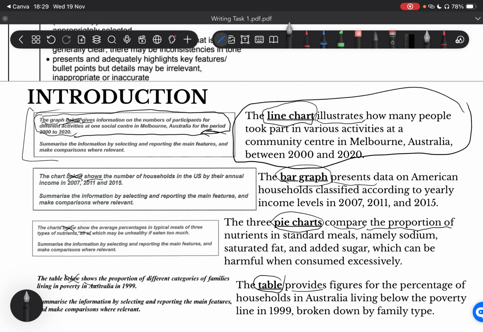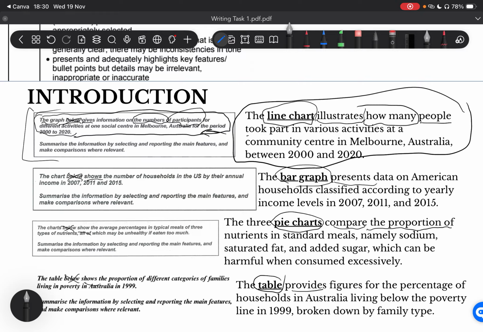Information on the numbers of participants for different activities in one social center. So, information on the numbers. We have the word numbers. How can we paraphrase it? We can just say how many participants, people who take part in something. We can just call them people. And of course, we have participants, right?